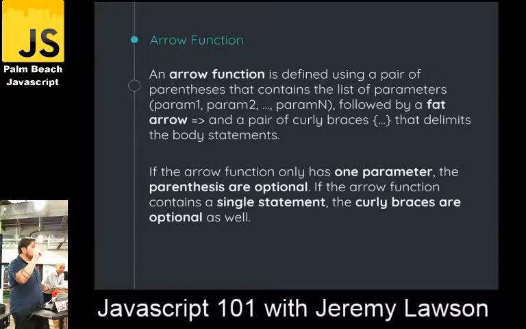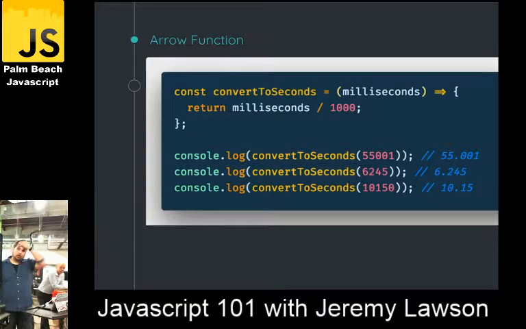If the function only has one parameter, I don't need the parentheses around it. And if my function is a one-liner, I can omit the curly brackets and the return keyword. Let's look at an example. So we have const convertToSeconds. It takes in one parameter, milliseconds. Notice I have the curly brackets. And this is called a fat arrow. It's the equal greater than sign. The font I'm using has special ligatures, so that's why you're seeing that look nice and pretty.